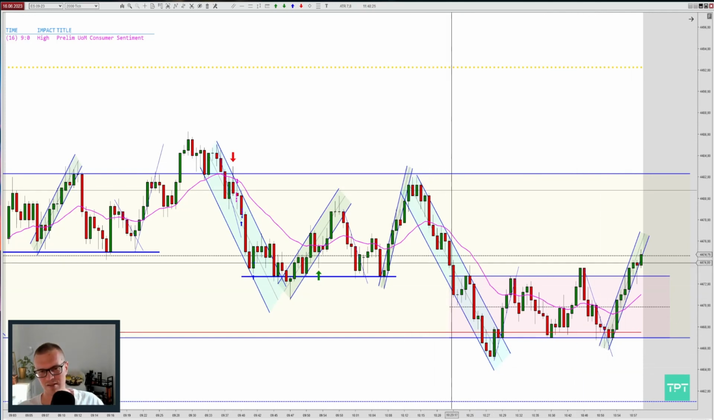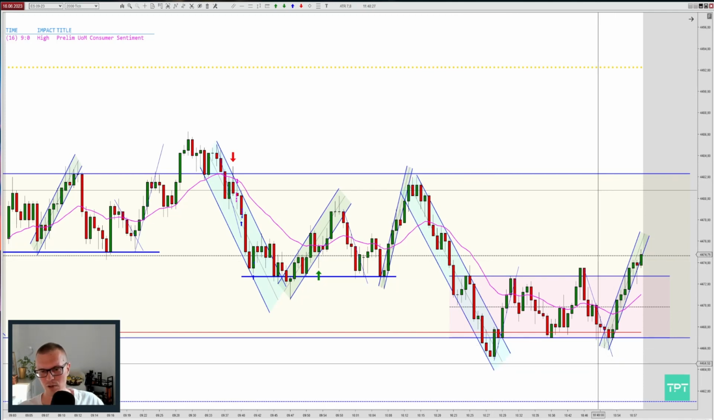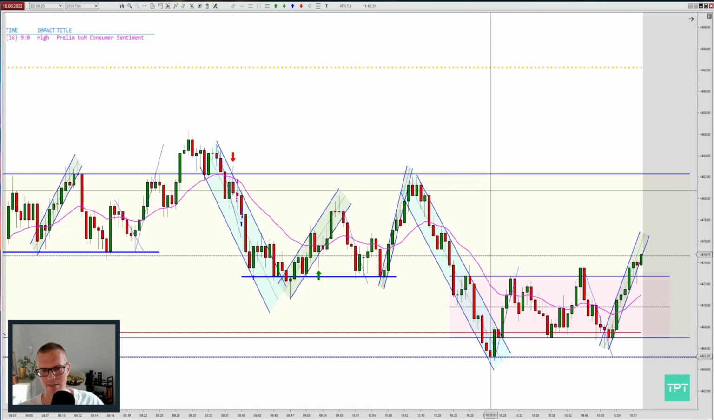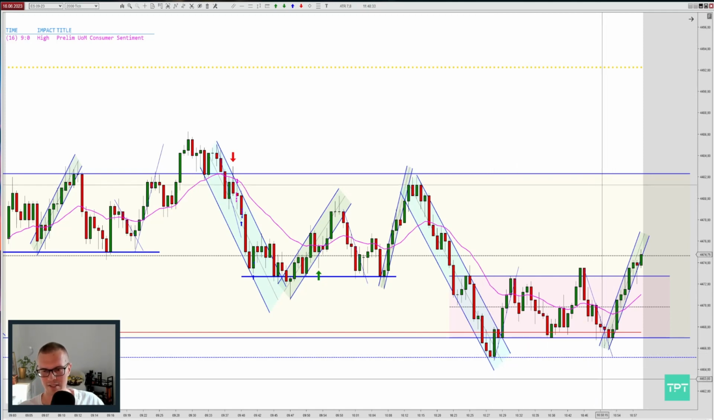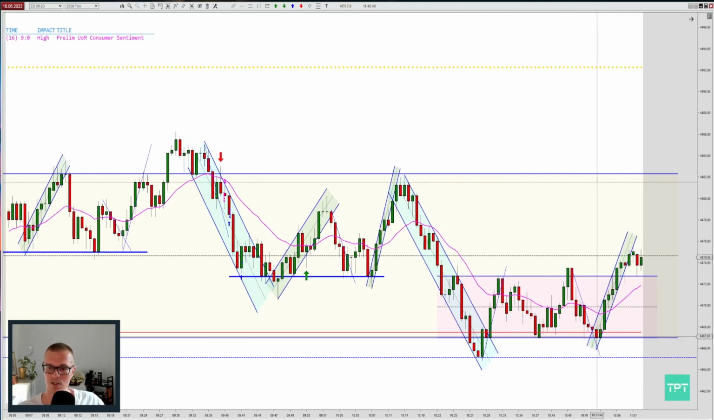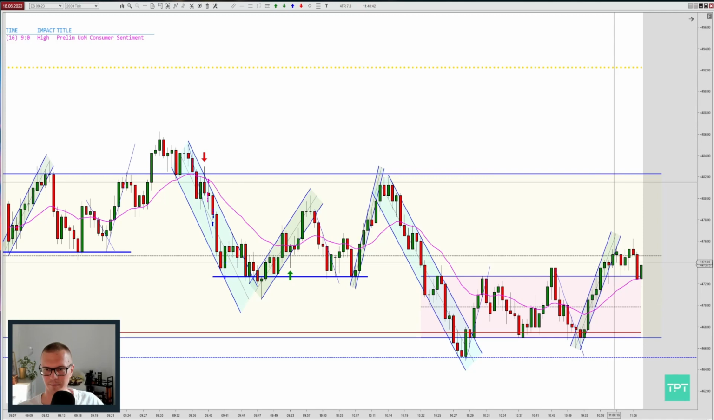Also, we have this downtrend working without a new low, so prices should at least test this level here. We didn't have a test. We had a couple of attempts, but prices failed to make a new low. So yeah, let's see what's going on.